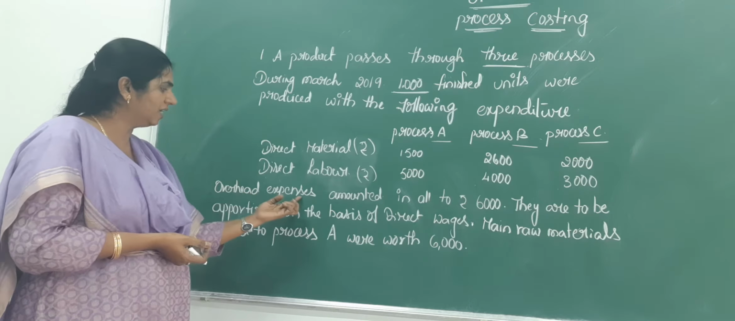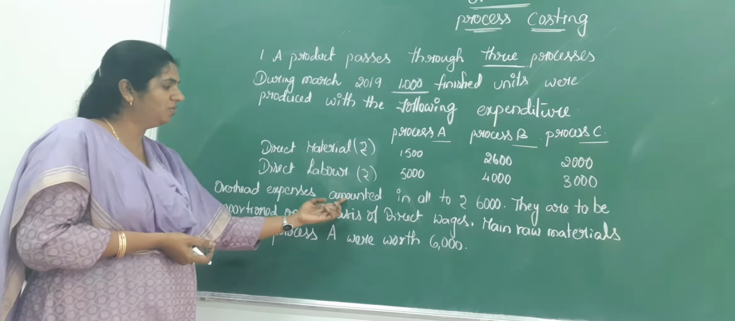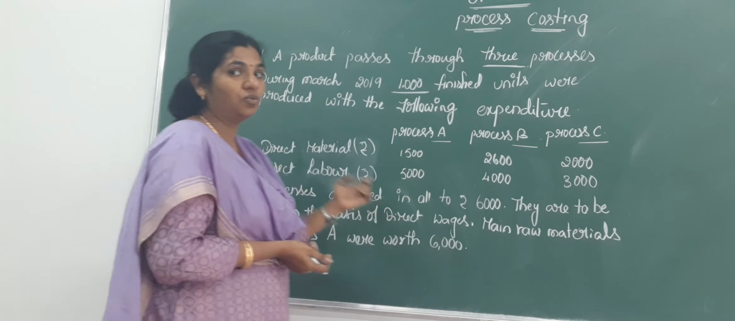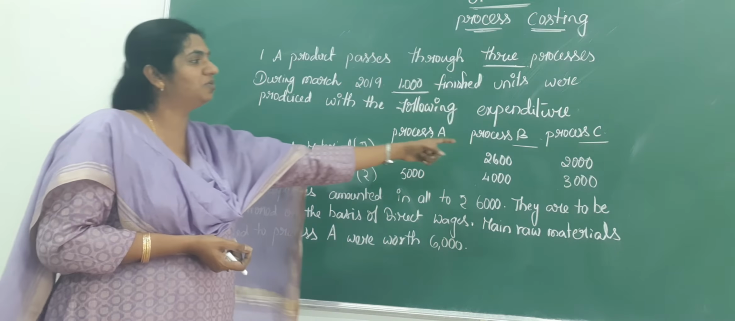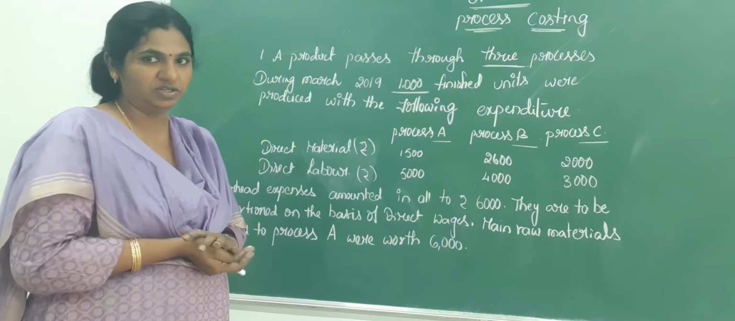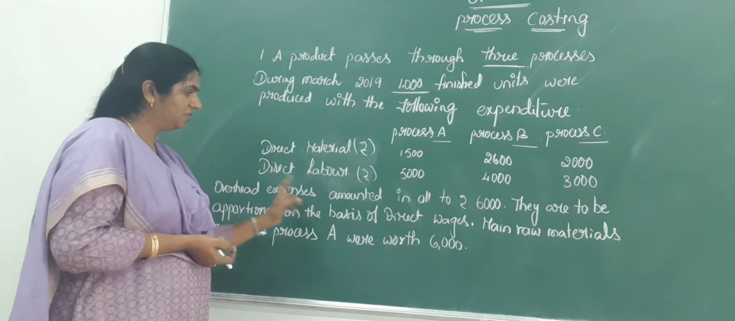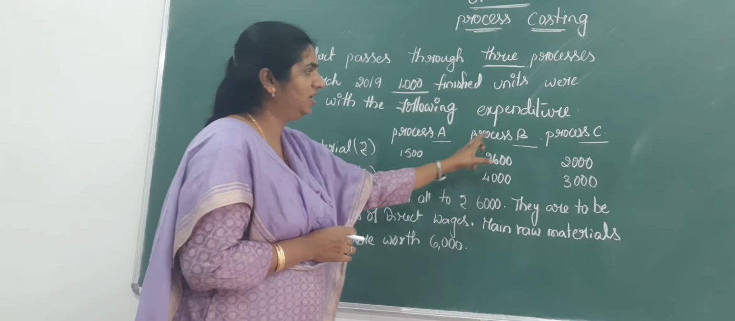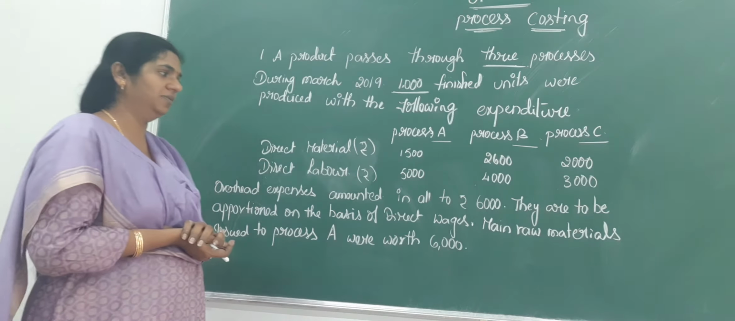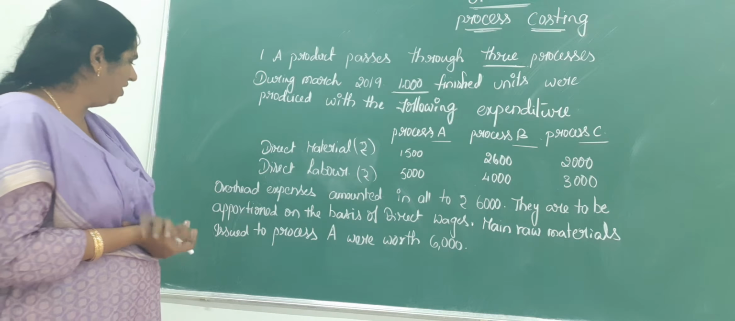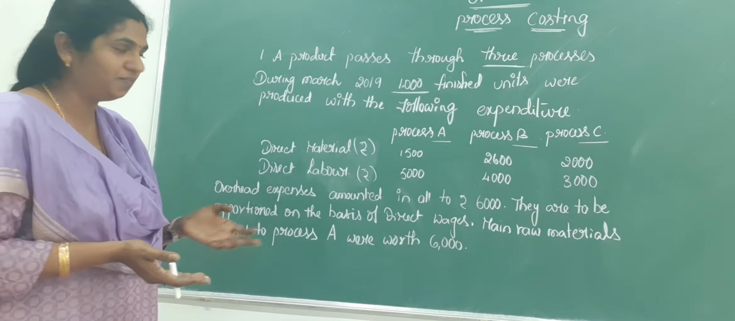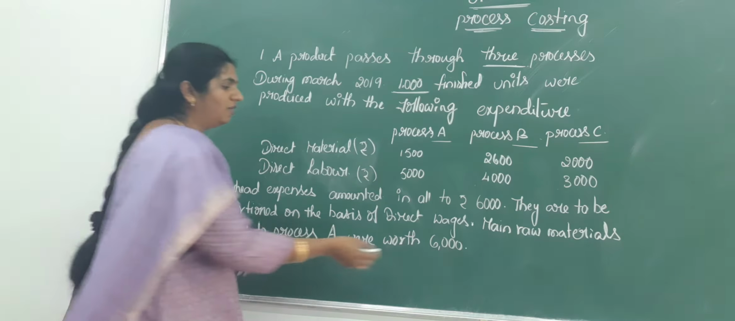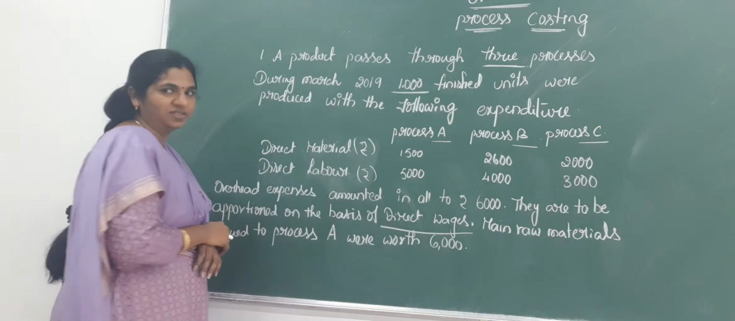Then the overhead expenses amounted in all to rupees 6,000. So what is the overhead expenses for all the 3 processes? 6,000 rupees. Overhead expenses amounted to all, in the sense process A, process B and process C. They are to be apportioned. What are to be apportioned? The overhead expenses are to be apportioned on the basis of direct wages.